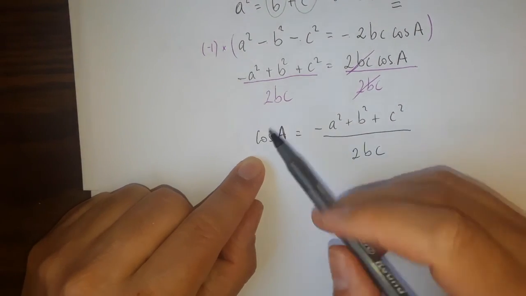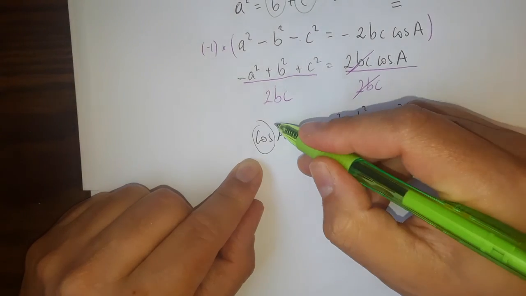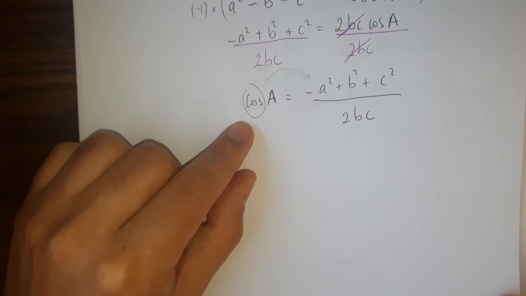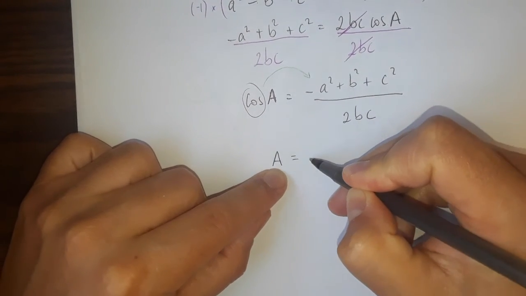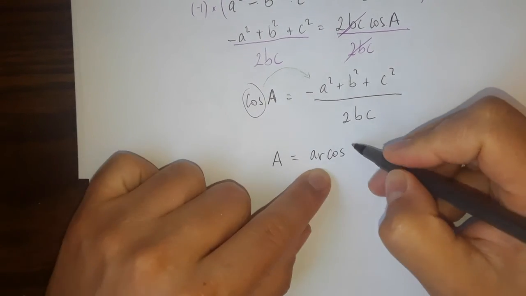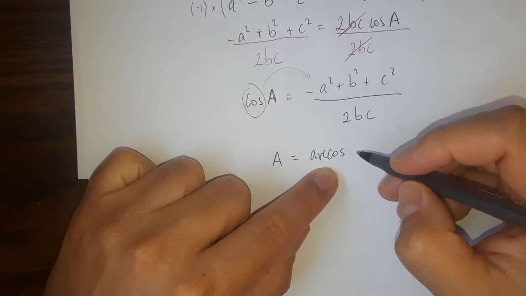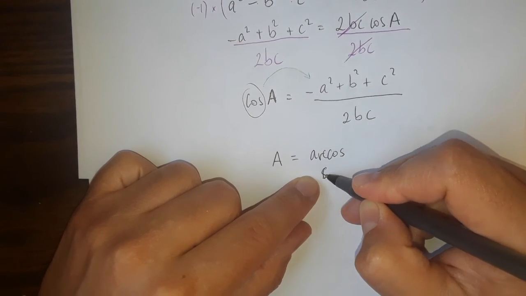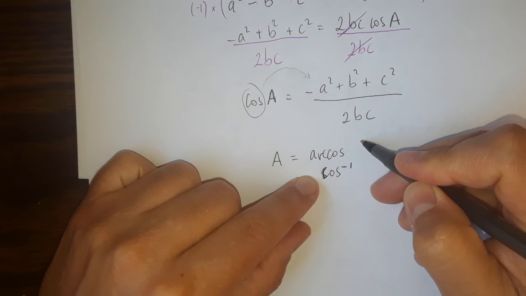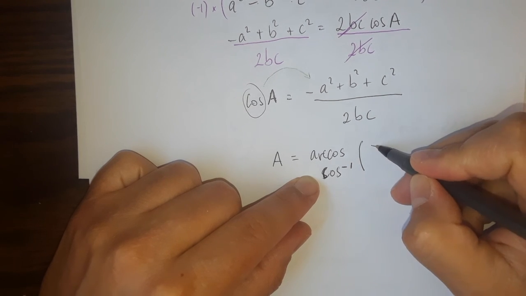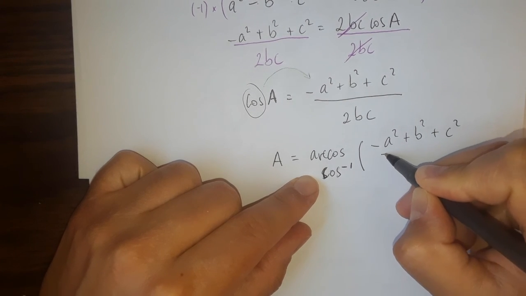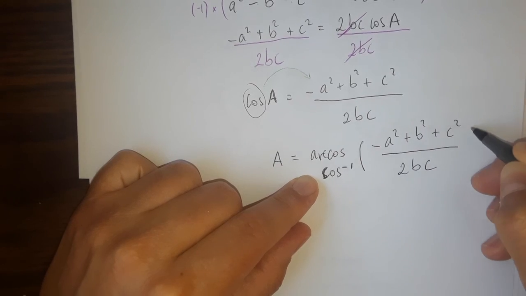Last thing, how can we get rid of this cosine so we have solved for the angle A? Well, this cosine will go to the other side as the opposite, which would be inverse cosine, or arc cosine, which I prefer because it's less confusing. So arc cosine, or you can also write it like this, cosine inverse. It doesn't matter. Any of these is the same thing. And then minus a squared plus b squared plus c squared over 2bc.